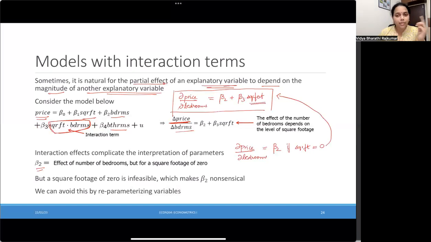So beta 2 tells us how the price will change when the number of bedrooms changes, but when the square footage is 0. That is infeasible, right? You can't have 0 square foot and talk about having an extra room. So this interpretation is what makes things a bit complicated, but we have a workaround solution. We are going to reparameterize variables, or redefine the variables in a specific way, which makes our interpretation one step better. How are we going to do that? Let's see.